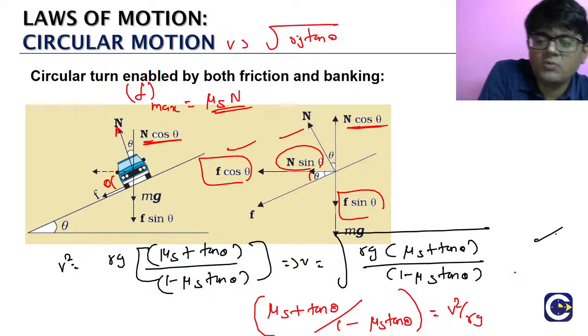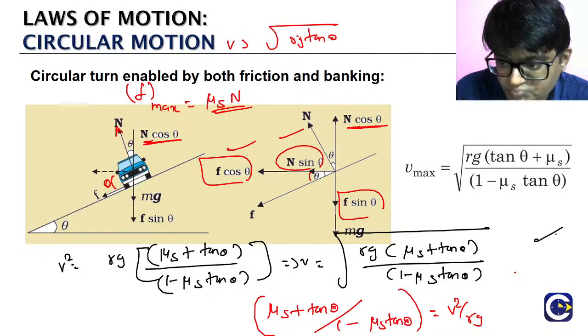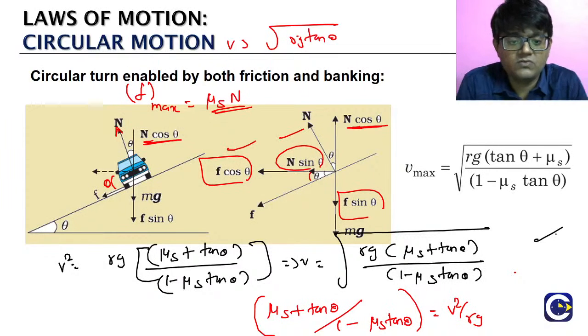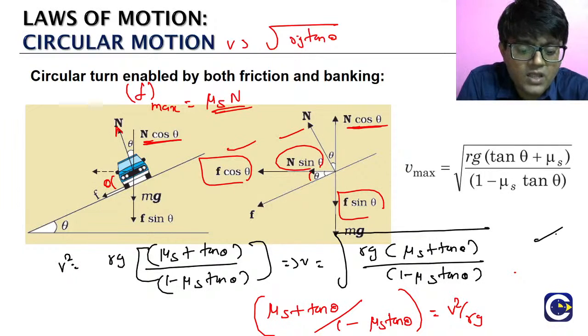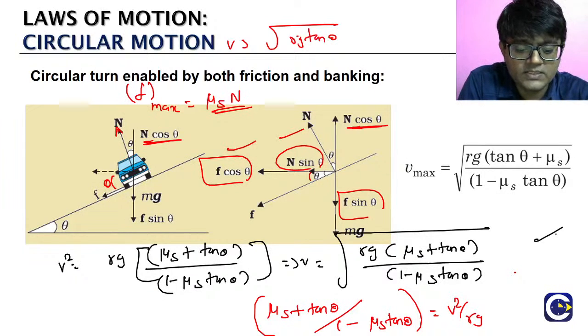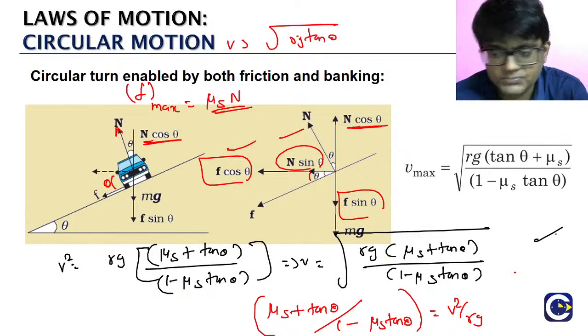This is a standard formula. So this is the safe speed. This is the maximum speed you can have while going in a car on this particular road. Both the banking is supporting the circular motion as well as the component of the friction. Okay, வா?